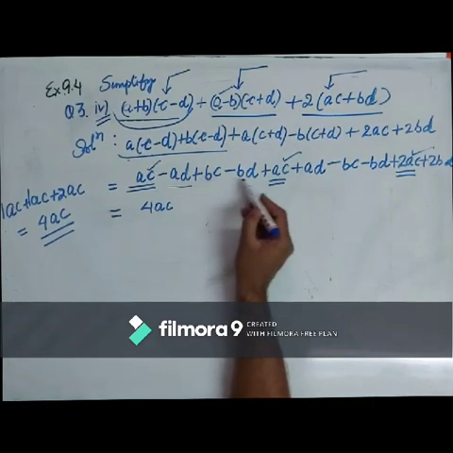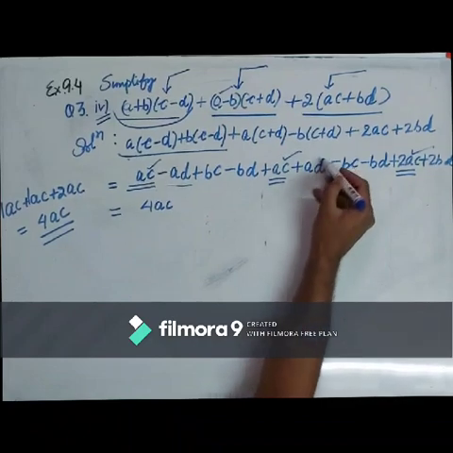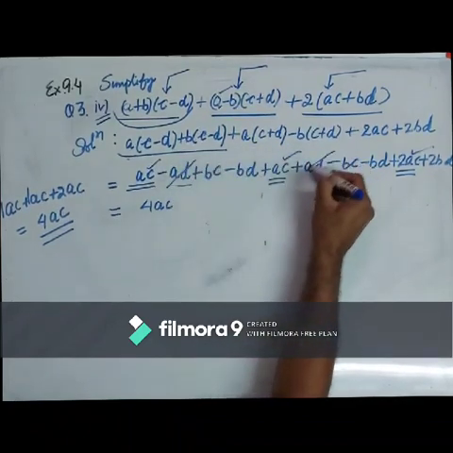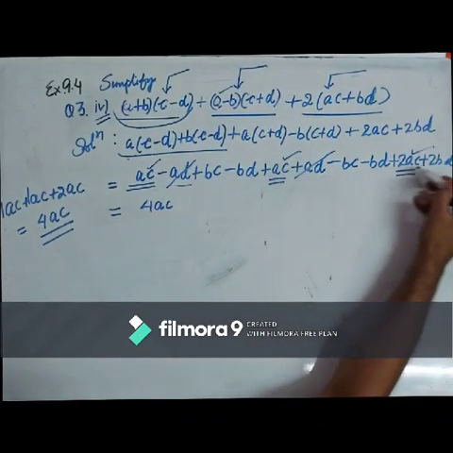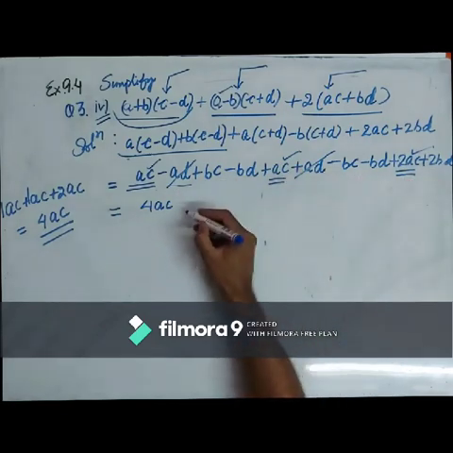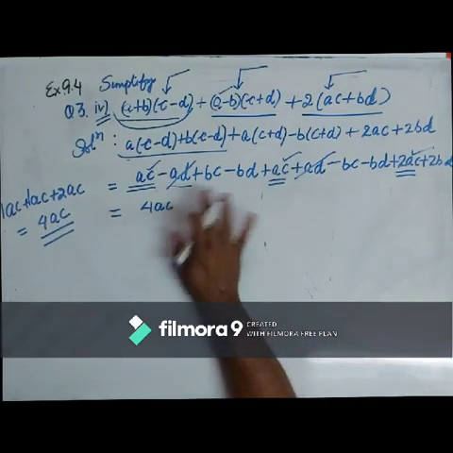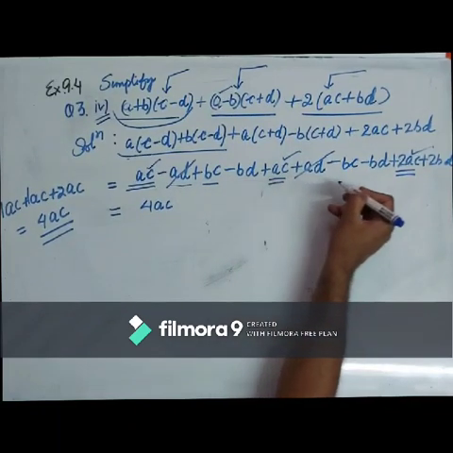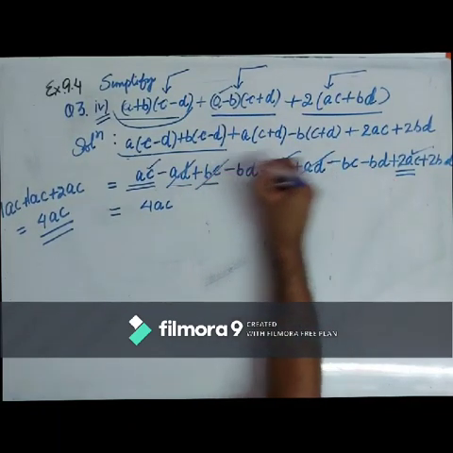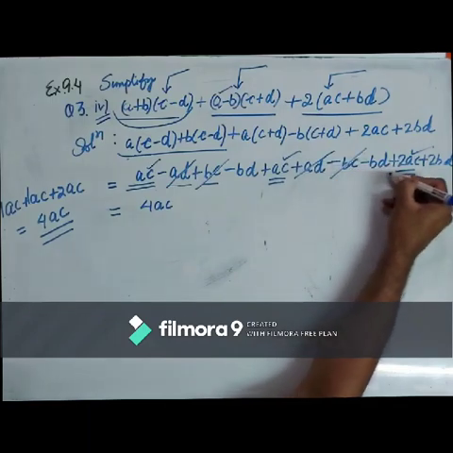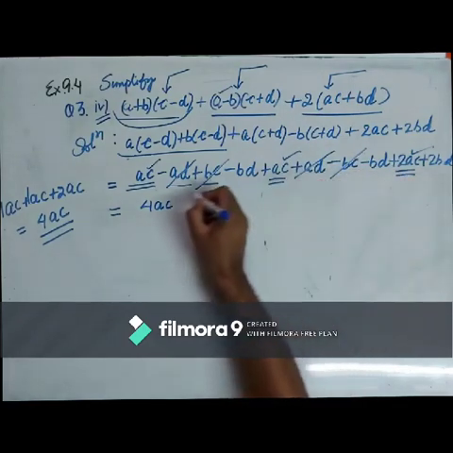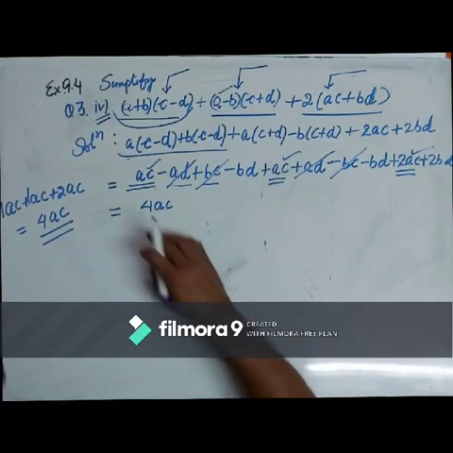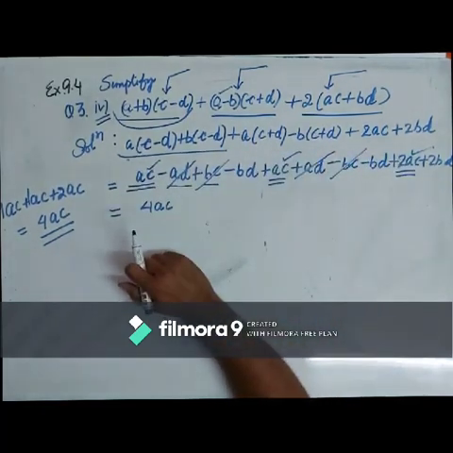The second component is AD, find out another AD, we have AD, minus AD and plus AD is gone. If we have another AD, then find it out, no AD else. So AD is gone. Then third term is BC, find out another BC, this is BC plus and BC minus, BC is gone, find out for another BC, no other BC we have in the whole polynomial.